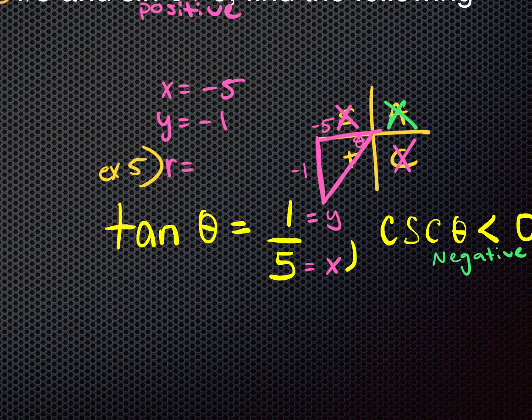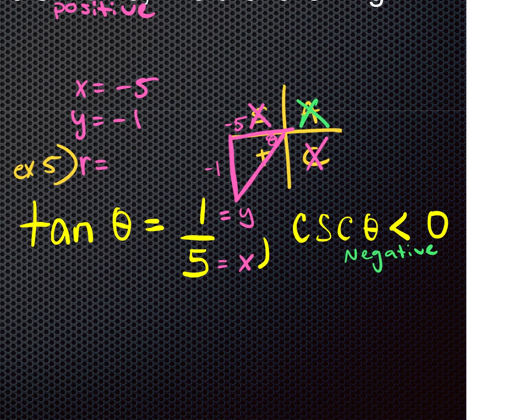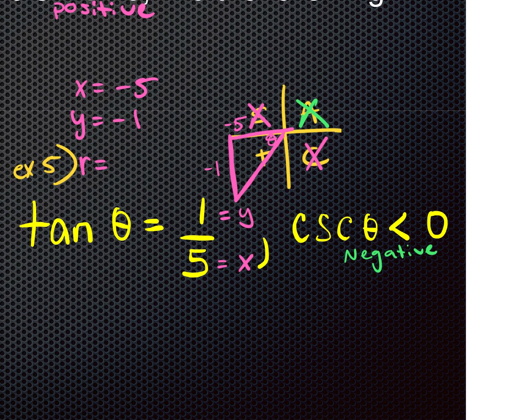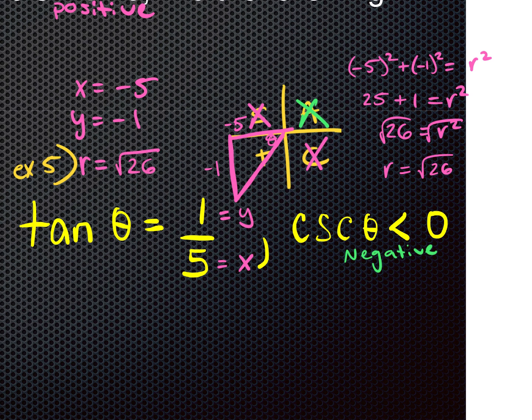How do we find r? Pythagorean theorem. So we could say -5 squared plus -1 squared equals r squared. So 25 plus 1 equals r squared. 26 equals r squared. Take the square root. R equals square root 26. Can we simplify this? No, it doesn't simplify, but always ask yourself, can you simplify more?